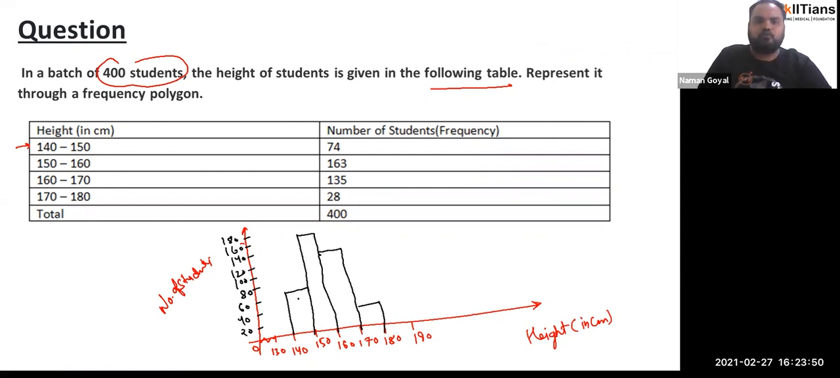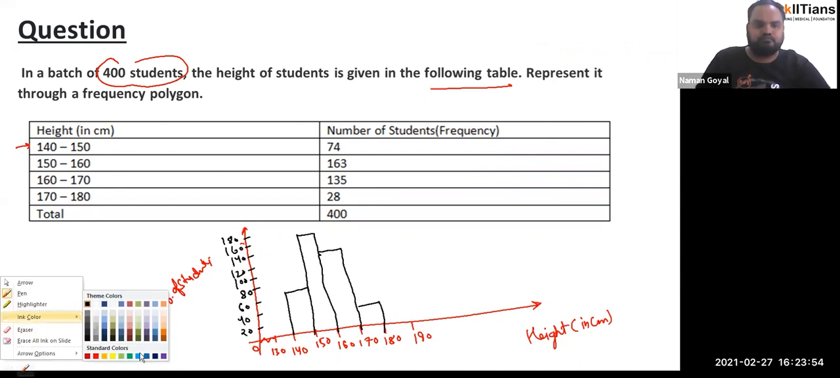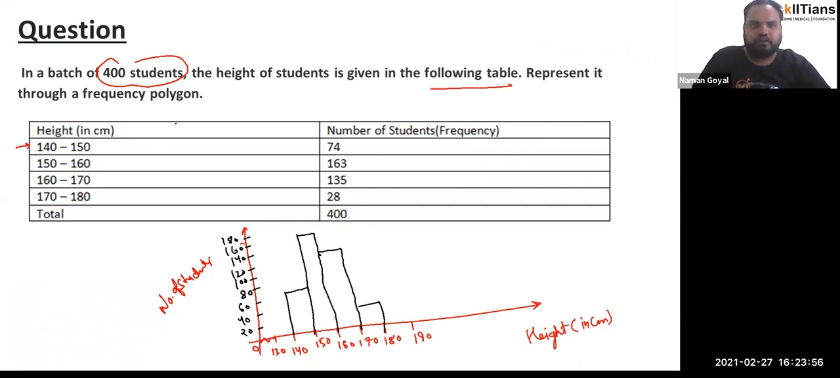Now what we have to do is find out the midpoints of these bars. So for this one, I can write down the midpoints here. Midpoint. Okay, let me erase this.